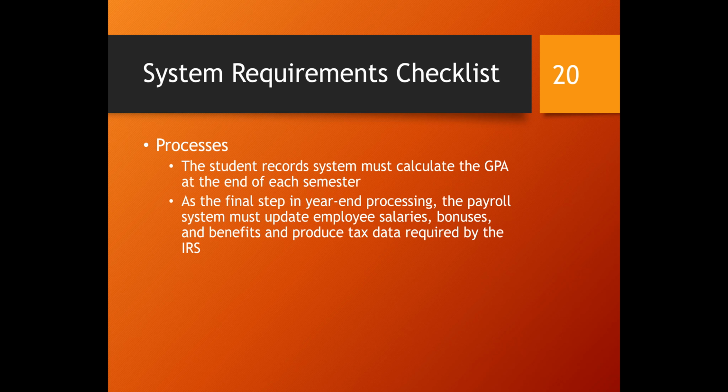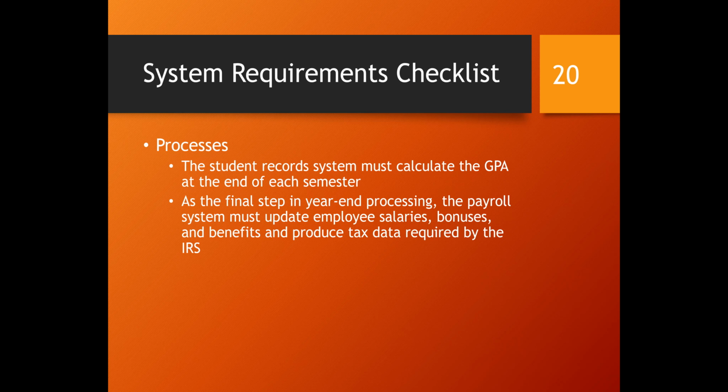Next, as the final step in the year-end processing, the payroll system must update employee salaries, bonuses, and benefits, and produce tax data required by the IRS. So in this one you have a payroll system, and for the final step, does that system update this information or not? And does this system produce tax data or not? You need to prepare the checklist for this kind of system that you have to do.